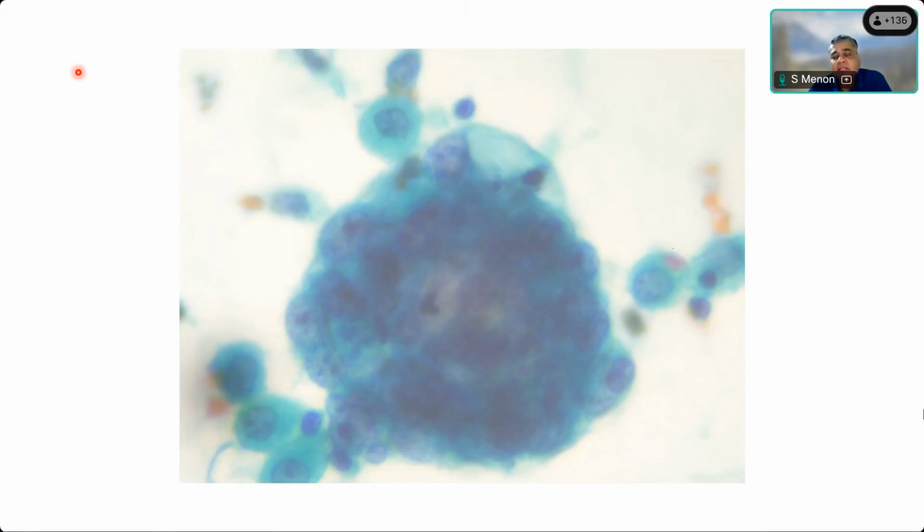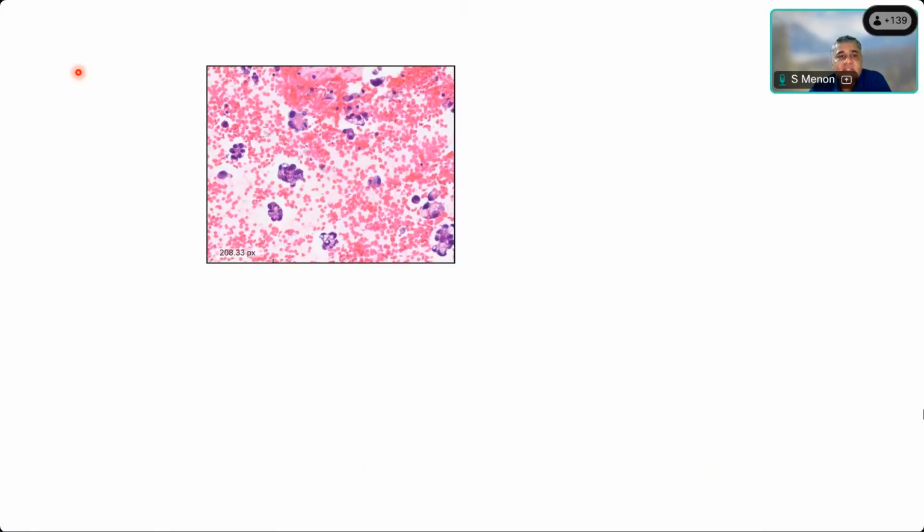Now, metastatic adenocarcinoma can also be from the GI tract. We don't know. So unless you make a cell block or do a biopsy and do your immunohistochemistry, you cannot confirm an ovarian cancer. So this is the cell block. What do you see in the cell block? This is an H&E stain of the cell block.